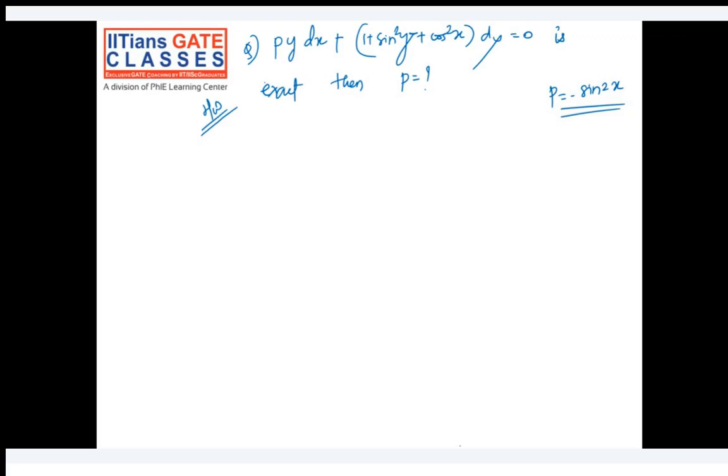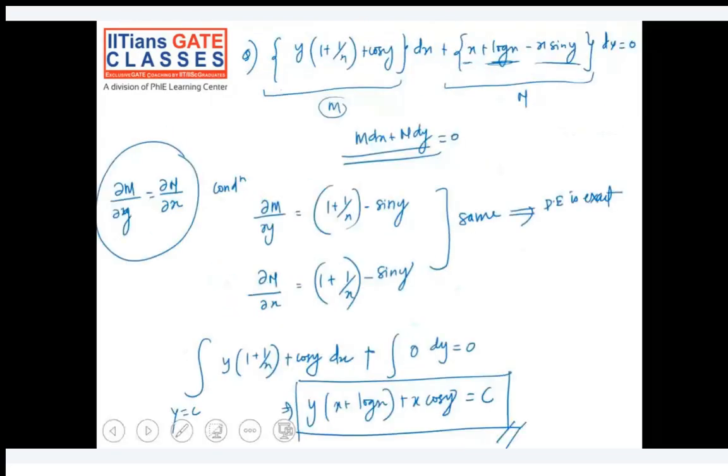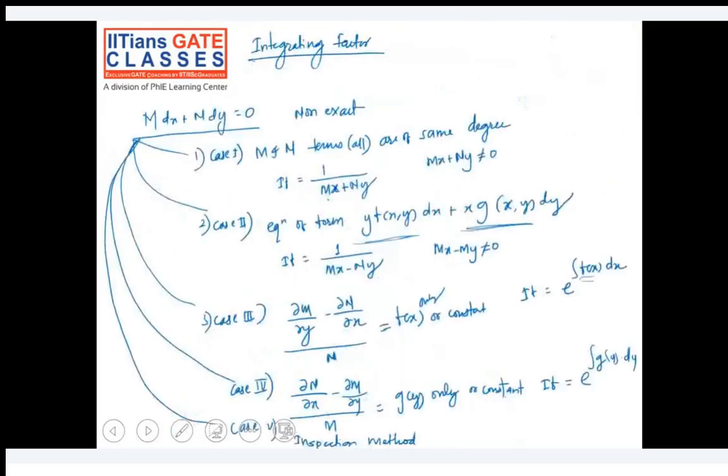So if it is exact, things are very, very clear and simple. What happens if the equation is non-exact, that is, differentiation of m with respect to y is not equal to differentiation of n with respect to x? So if that is not the case, then how to solve it? That is the main question.